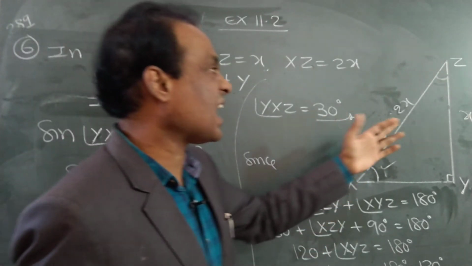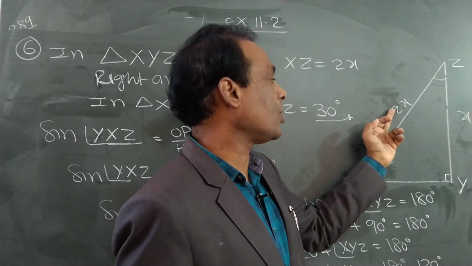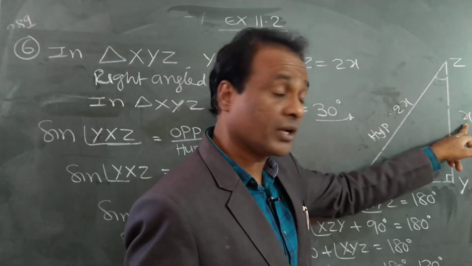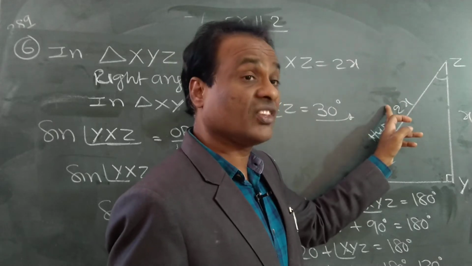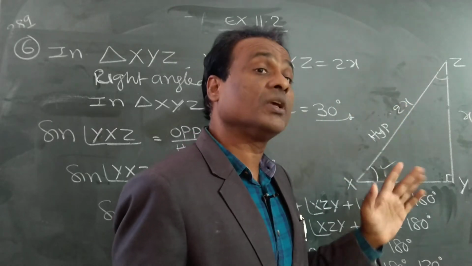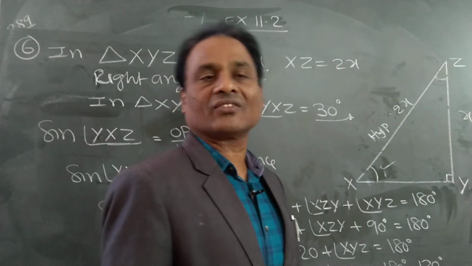You can apply cos. Cos is adjacent by hypotenuse. For this angle, this will become hypotenuse. X by 2x is 1 by 2. Cos of 1 by 2 means 60 degrees. Like that also we can get.